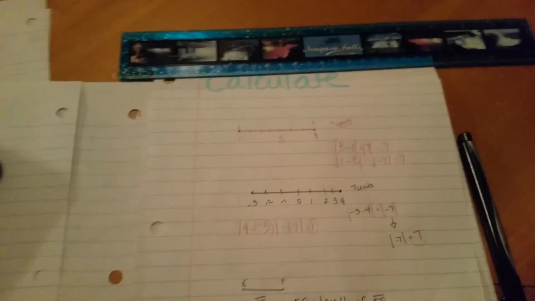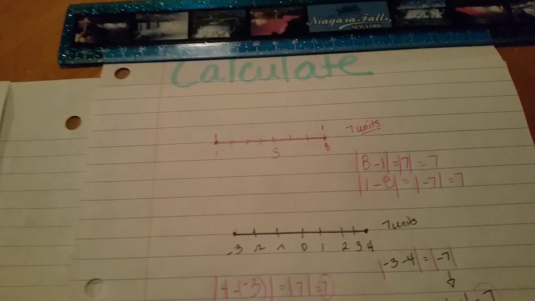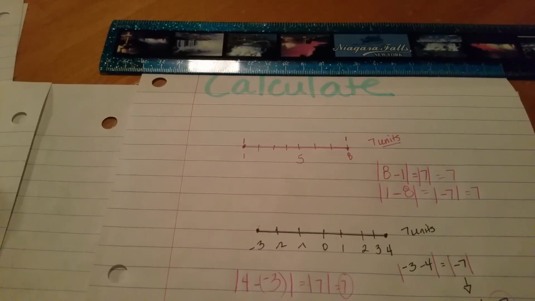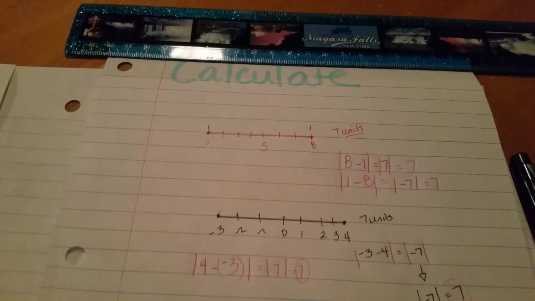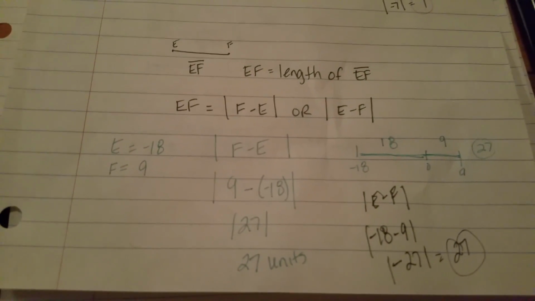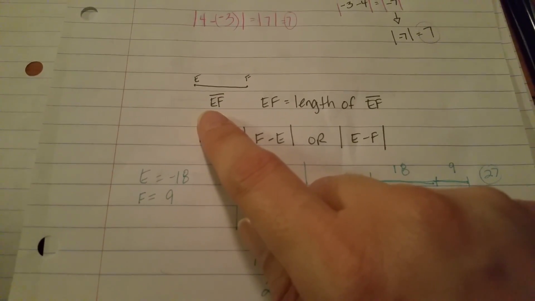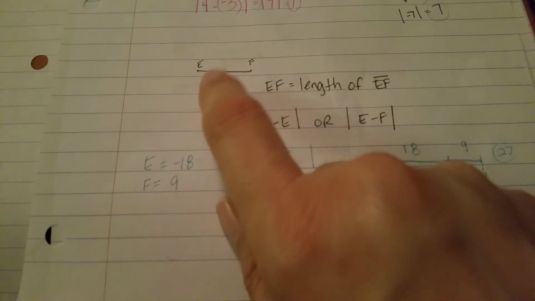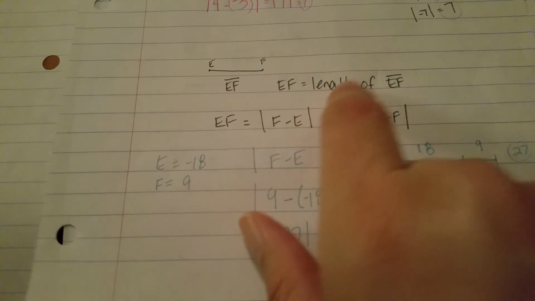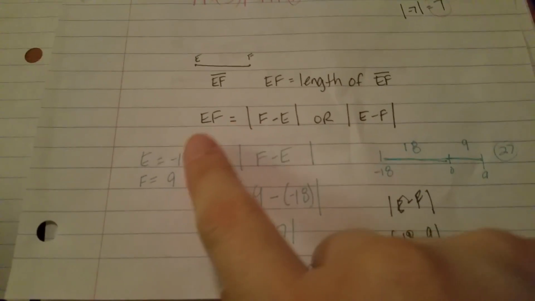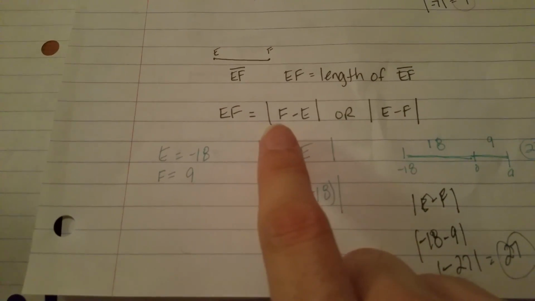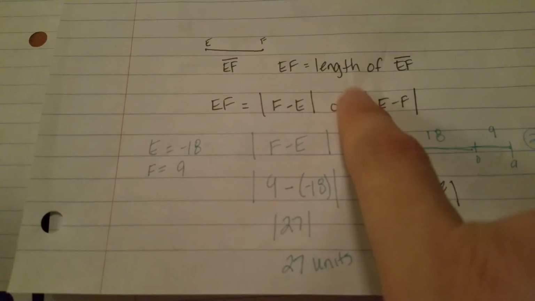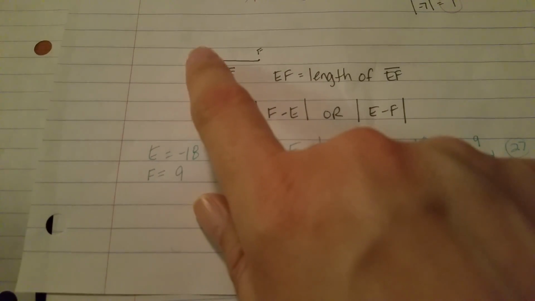Sort of the medium way is to calculate. And this is in the foldable that you should probably have copied down off of the notes or in the note pages. But I want to skip down here. If we know a line segment is EF, this is the line segment. EF is the length of the line segment. To find EF, we can do it 2 ways. We can do F minus E and take the absolute value, or we can do the absolute value of E minus F.